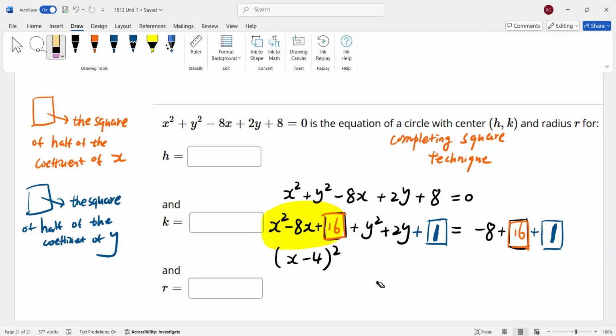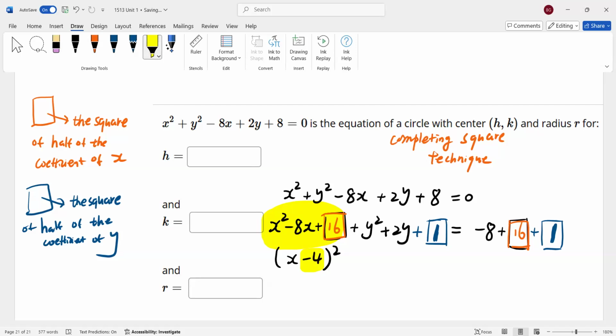Okay, so the yellow trinomial can be written as a perfect square. It is a square of a binomial difference, x minus 4. And maybe this helps. This number is the half of the coefficient of x. -8 is the coefficient of x. Half of it is -4.